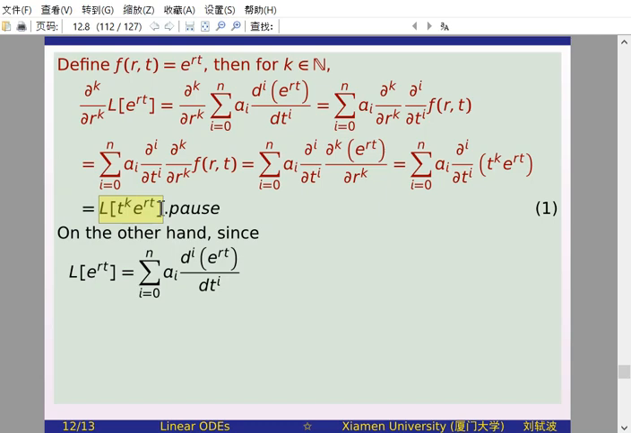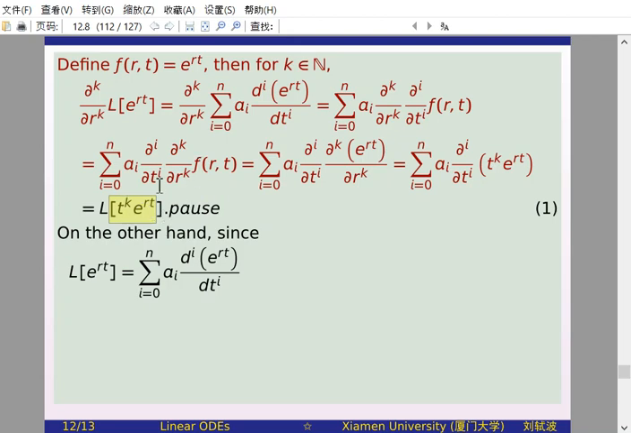L t^k e^(rt). Sorry, here is a mistake. Anyway, we obtained this result: the k-th ordered derivative with respect to r of L e^(rt) equals our linear differential operator L acting on t^k e^(rt). So these three lines explain this equality.